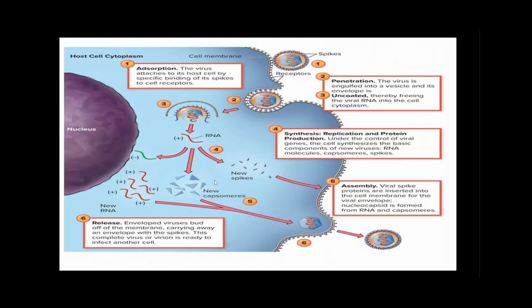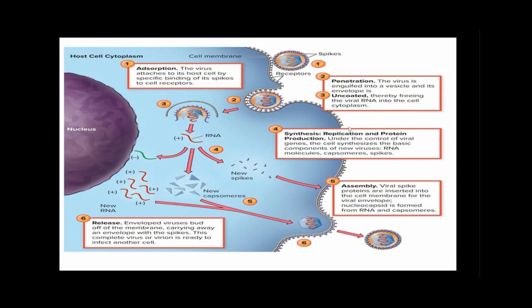Number 2 is entry through endocytosis. This happens when the virus is already inside the cell and is surrounded by a vesicle. And then number 3 follows, right here, where the virus's structures like the envelope, spikes, and capsid are dissolved by enzymes in the vesicle to free either the DNA into the nucleus, as seen here, or RNA into the cytoplasm.